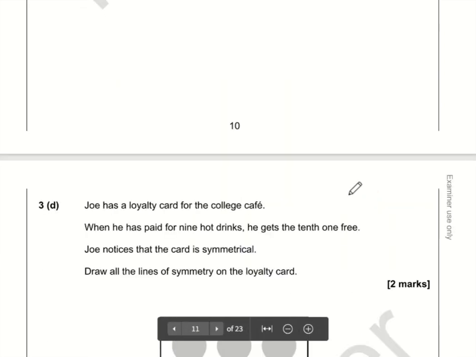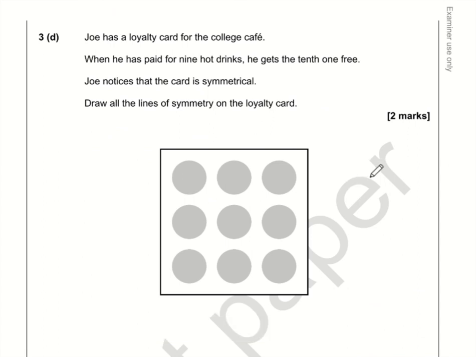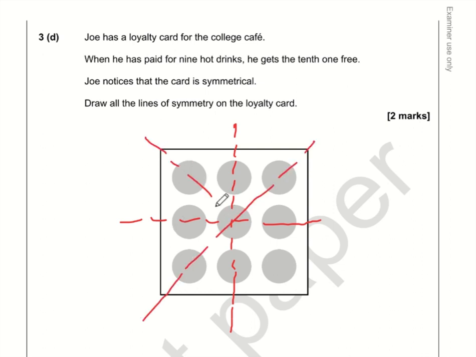Okay, so for part D, we want to draw in the lines of symmetry. So this appears to be a square, and the fact that the dots are 3 by 3 means that the lines of symmetry are the same as for a square, which means that there is a line of symmetry vertically, horizontally, and also 2 diagonally, so 4 in total, and you should probably use a ruler to draw those straight lines in. So that's what your answer should look like.